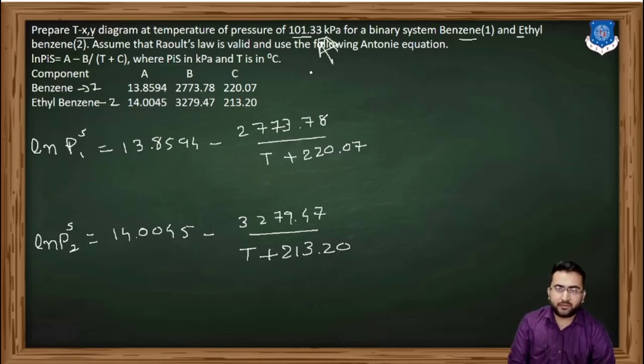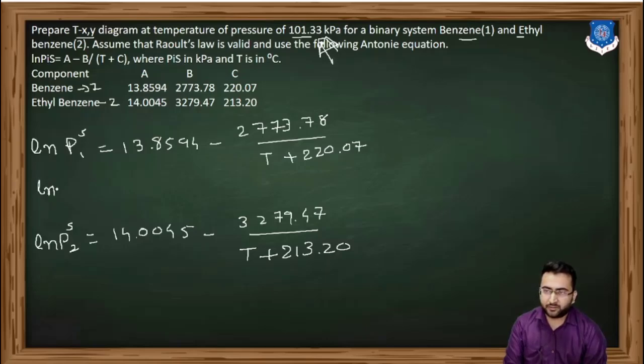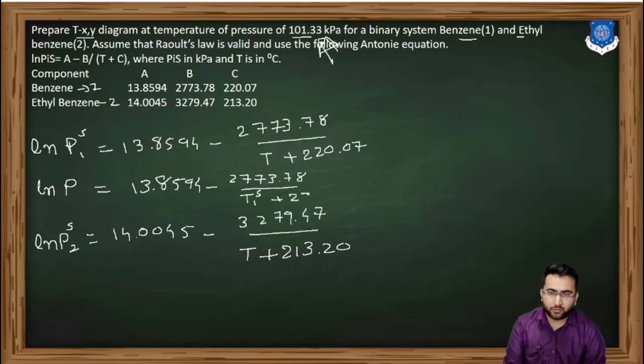Okay, so in the statement, the total pressure is given. So this Antoine equation can be rewritten like this. For component 1, it can be written as ln P is equal to 13.8594 minus 2773.78 divided by T1 saturated plus 220.07. So what we do is replace P1 saturated by the total pressure and replace T by T1 saturated.